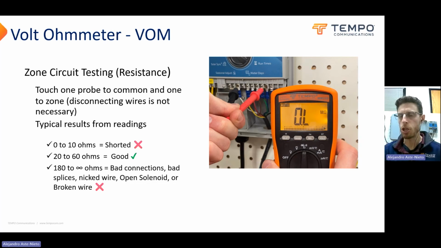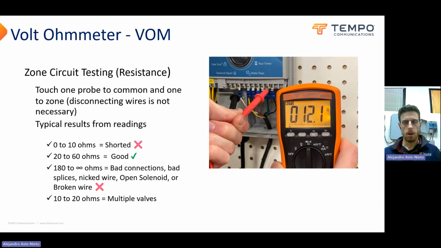You might also see numbers jumping around when you're taking readings. You might see things kind of moving in a weird way. You want to see a constant number between 20 and 60. But if you see something much higher, that means there's a break somewhere. Somewhere in that circuit, there's a break. Or there's corrosion adding resistance.